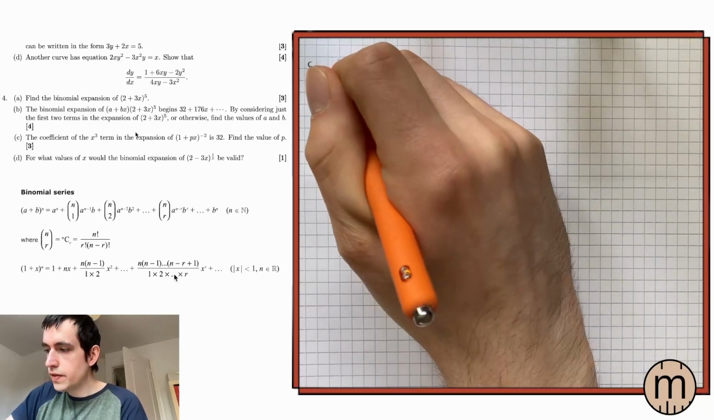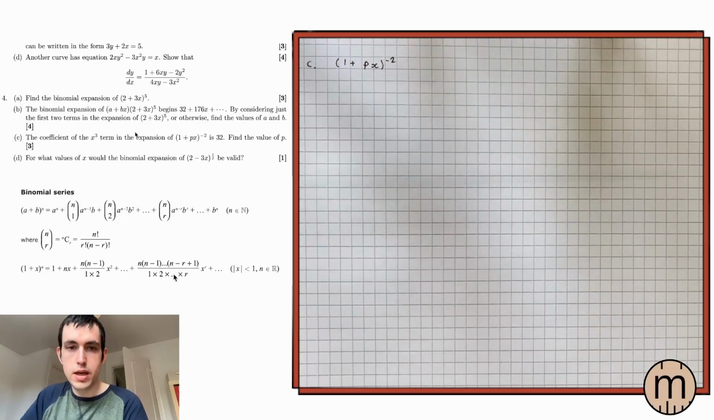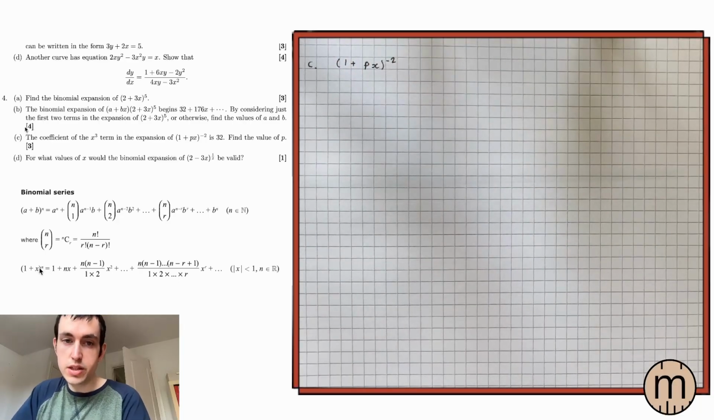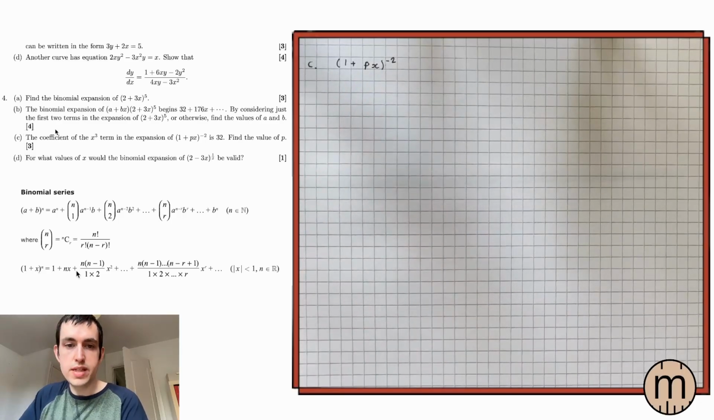We are looking for the expansion of 1 plus px to the power of -2. First thing you have to note is that this is just x. So if this is px, you have to put all of these x's here and here and here in brackets with px. So px squared or px cubed in a bracket. In this question, we're only looking for the third term.